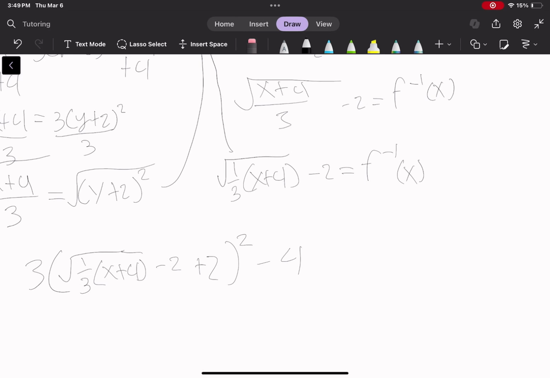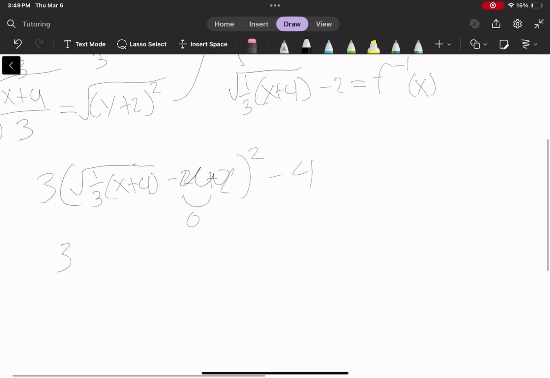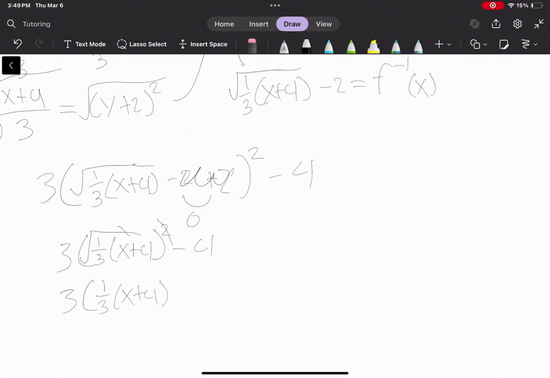Again, we just want to cancel out. So what do we notice first? -2 plus 2 is equal to 0. Those are just going to cancel out. So now we're going to get 3 times the square root of 1/3 times x plus 4, squared, minus 4. And again, our square and our square root are going to cancel out. So now we have 3 times 1/3 times x plus 4, minus 4.